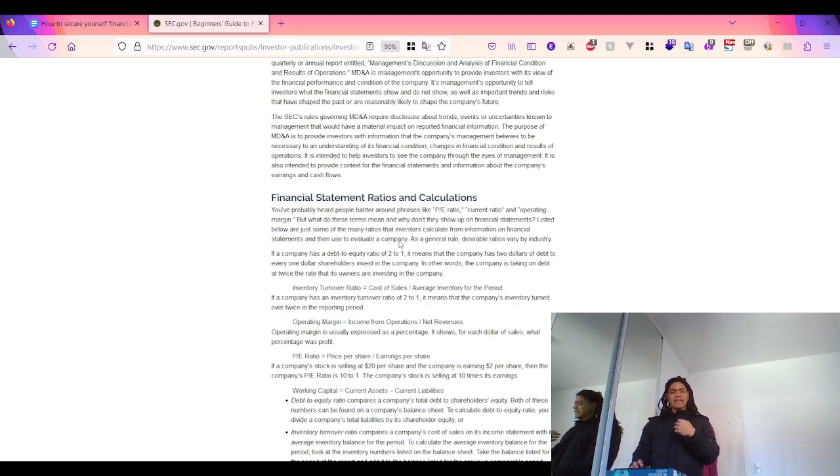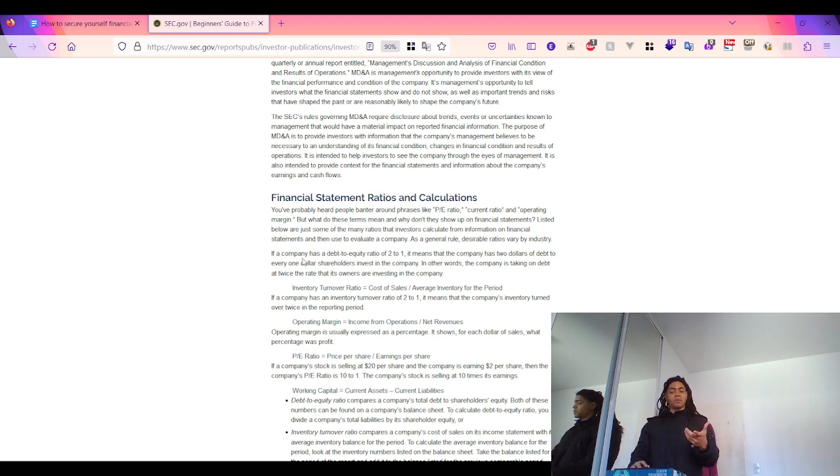So these are a set of metrics, as they mention here. Listed below are just some of the many ratios that investors calculate from information on financial statements and then use to evaluate a company. Again, these financial statement ratios and calculations are a way to evaluate a company. As a general rule, the desirable ratios vary by industry.